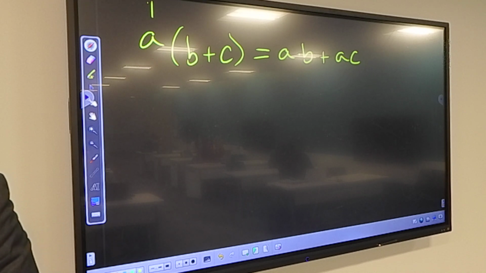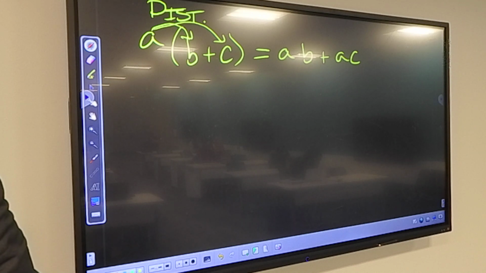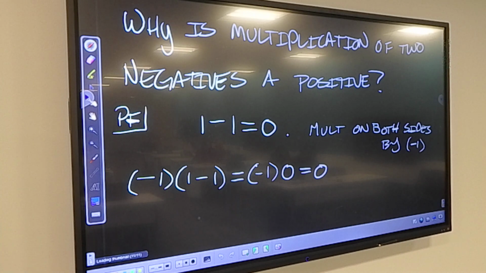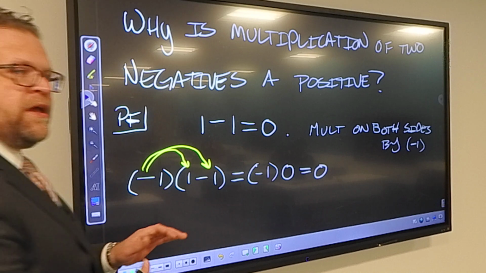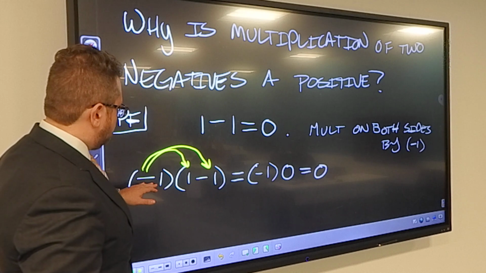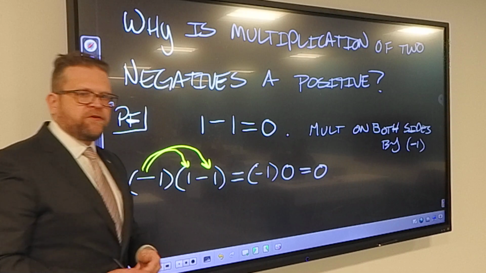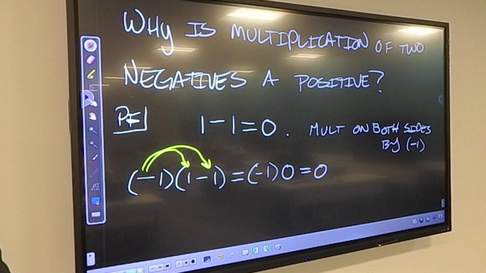This is the distributive property. And they call it this because it has the effect of having the a come in here and multiply times the b and the c. So I should take this minus 1 and multiply it right here and multiply it right here. Now I'm trying to show why multiplication of two negatives is positive, so I can't use that information. I'll just be stuck having this minus 1 times that minus 1. I'll have to figure out what to do.